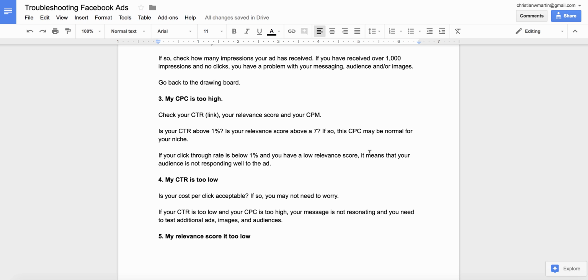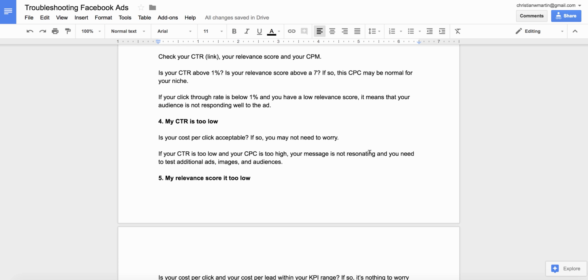So if your click-through rate is high and your relevance score is high, that's going to be normal for your niche. If your click-through rate is below 1% and you have a low relevance score, it means you need to go back to the drawing board.